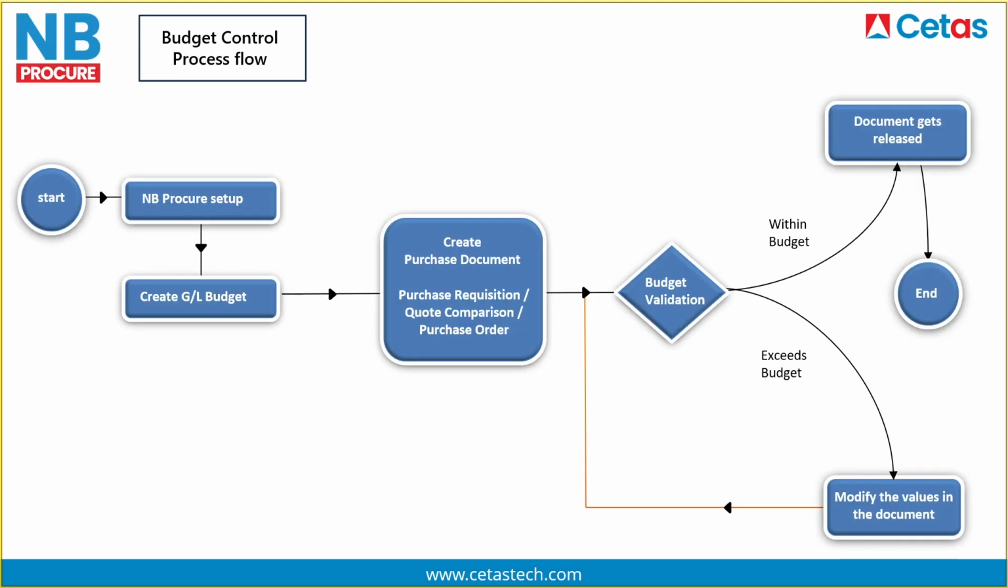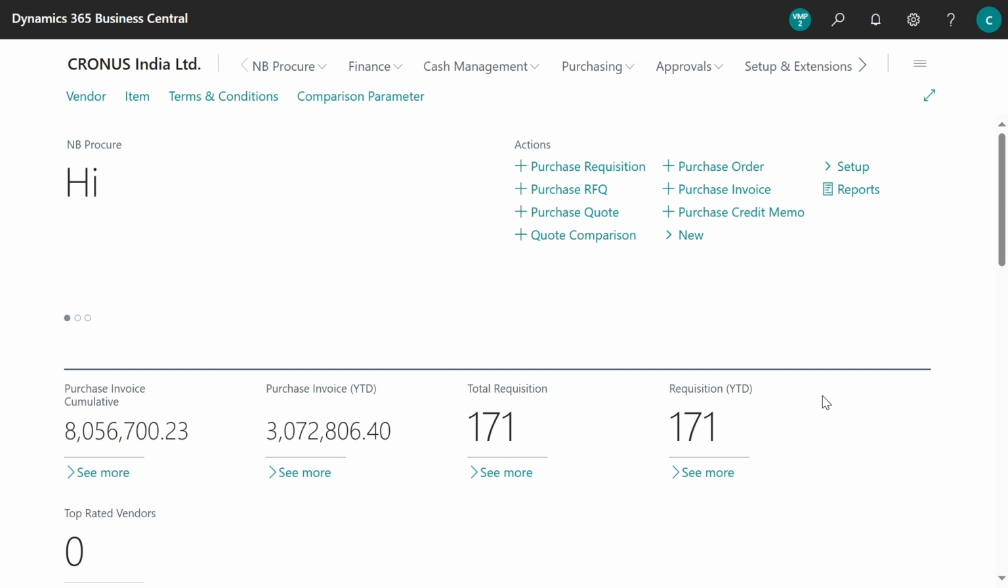So let's look at the process flow. There is a NB Procure setup page where you have to define the various aspects of your budget control, and you will go ahead and create the GL budget as normally you would in BC. And we have implemented these budget controls at 3 stages. One is the purchase requisition stage, the second is the quote comparison stage, and finally at the purchase order stage. And if the budget exceeds based on the setup, the system will allow you or force you to go for approval and so on. If it is within budget, obviously the document gets released like how you would do normally in BC.